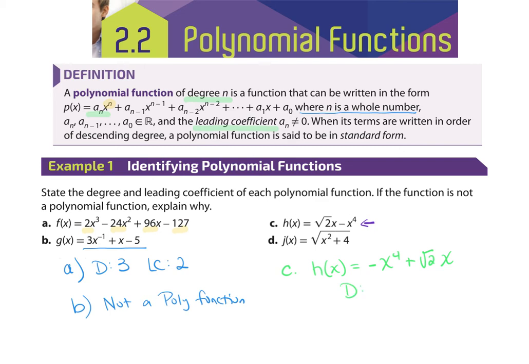The degree is going to be my highest exponent. What is the degree here? My leading coefficient is going to be the guy in front of that one. So it is what? -1. All right. Last one. The last one, we have a little bit of an issue here.